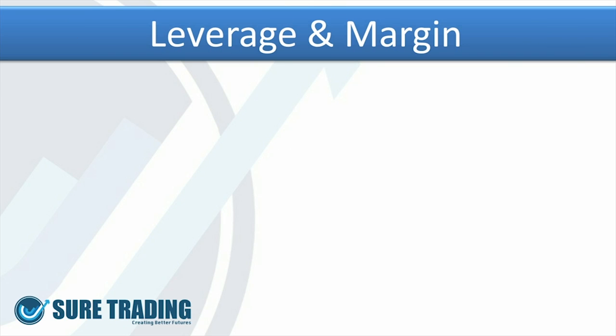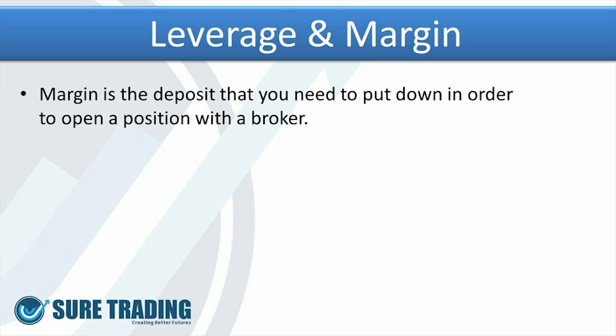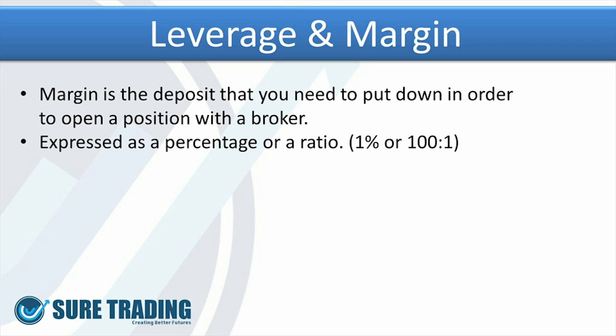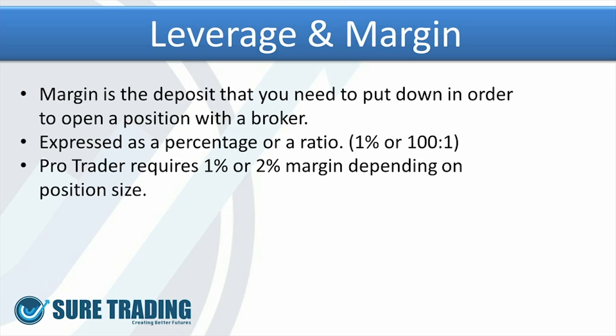To understand leverage completely, you'll also need to understand the term margin. Margin is basically the deposit that you need to put down in order to open a position with a broker. As mentioned earlier, it's normally expressed as a percentage or a ratio. Different brokers offer different leverage. ProTrader, which is the platform that we use through Velocity Trade, requires 1% or 2% margin depending on what size position you take. Trading on margin means that you are placing a deposit down with the purpose of borrowing money from the broker to purchase currency.